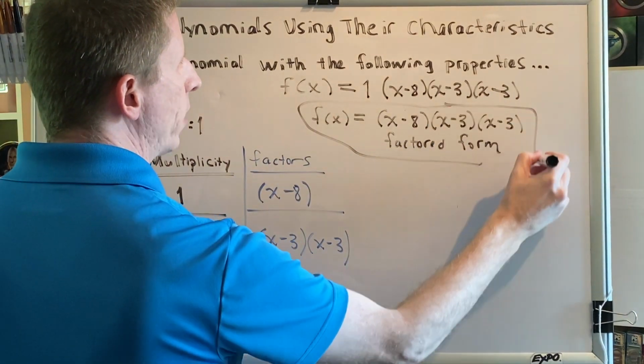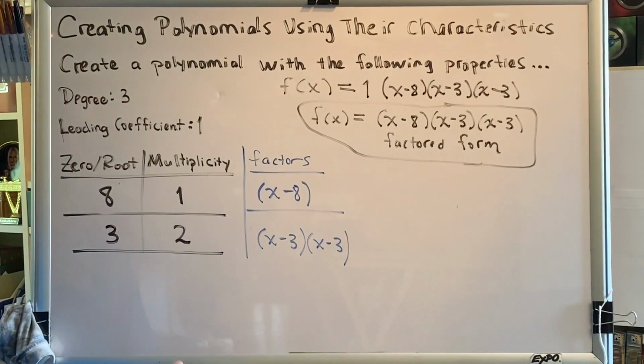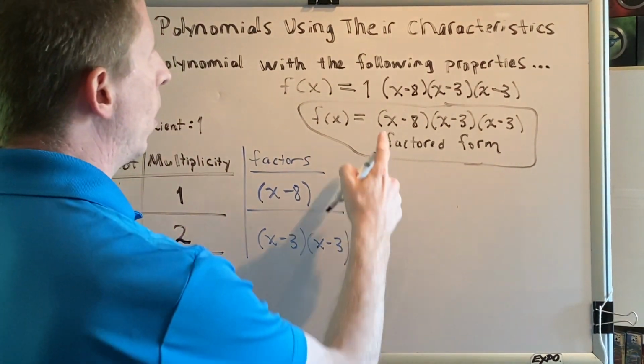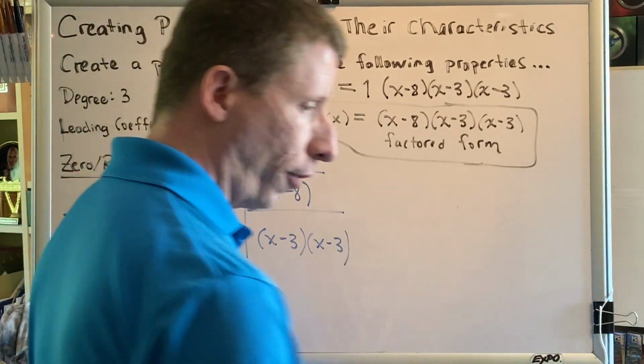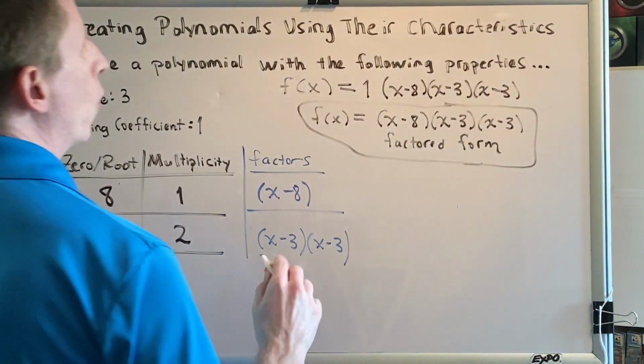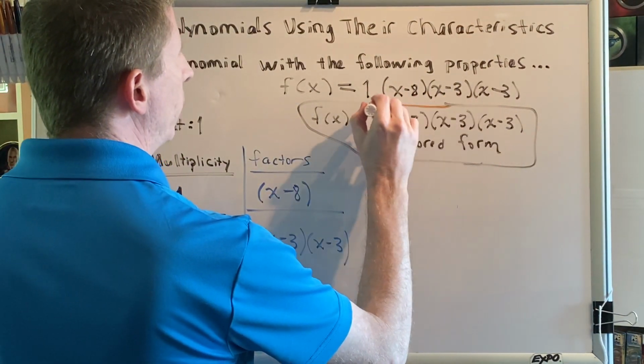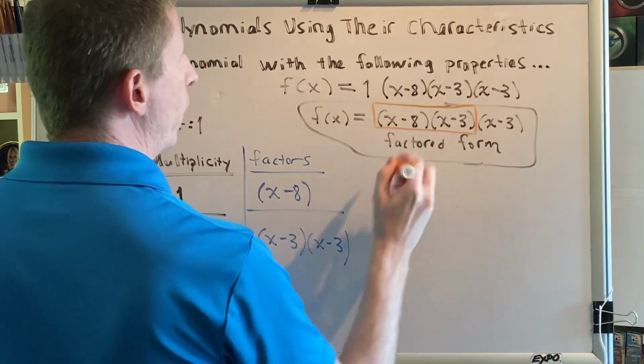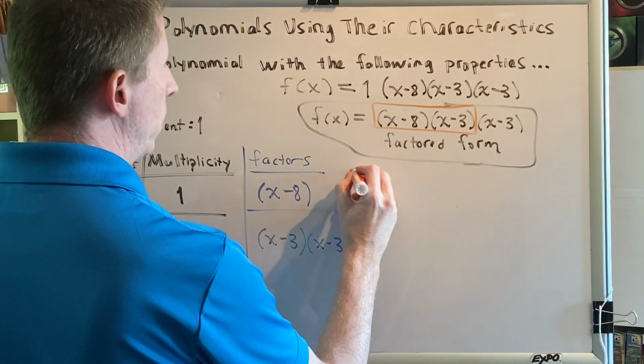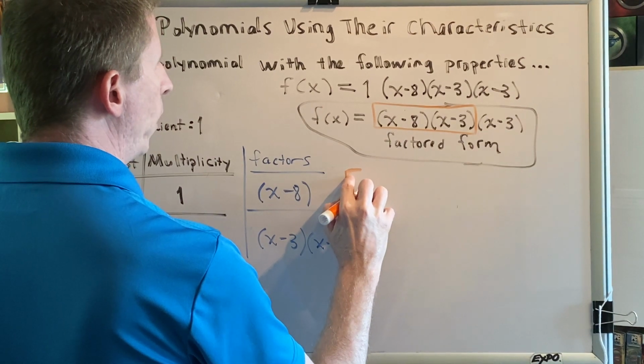However, this problem requires us to also write our answer in standard form. To do that, we need to multiply together all 3 of these binomials. Order of operations says you should multiply from left to right. So we'll start by focusing on these 2 binomials, and we're going to multiply them using the FOIL multiplication method.